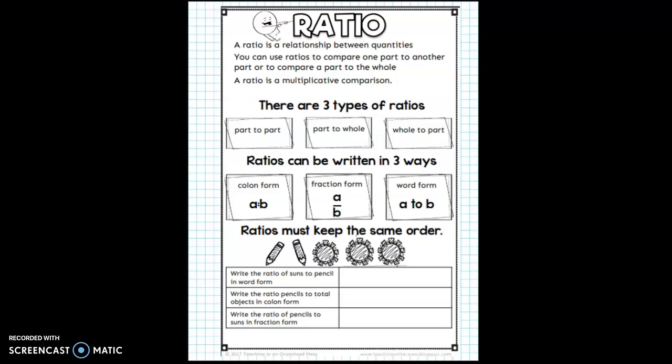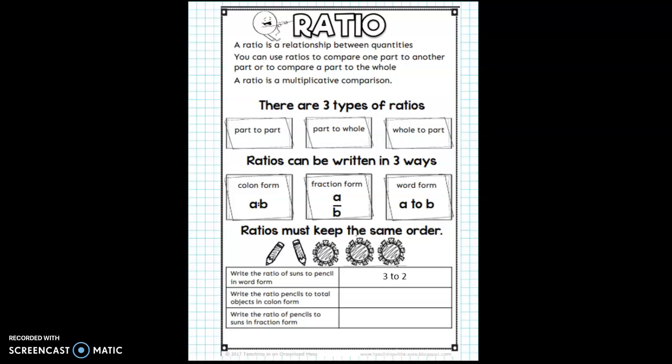Notice the example at the bottom has 2 pencils and 3 sons. Write the ratio of sons to pencils in word form. There are 3 sons, 2 pencils, so 3 to 2. Notice word form just means that you're using the word "to." The numbers are still written in numerical form.